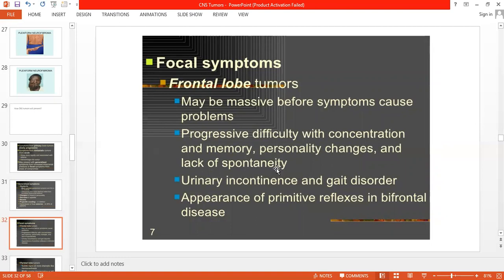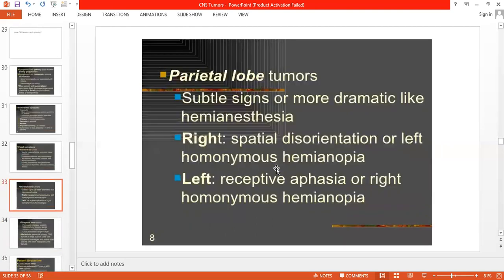There will be progressive difficulty with concentration and memory, personality change, and lack of spontaneity. There will be urinary incontinence and gait disorder. Appearance of primitive reflexes in bifrontal disease. Parietal lobe: there will be subtle signs or more dramatic ones like hemianesthesia. We mentioned it in our initial slide: the sensory strip is located within the parietal lobe.